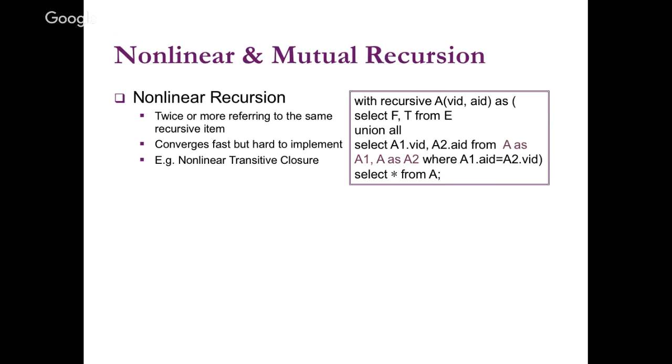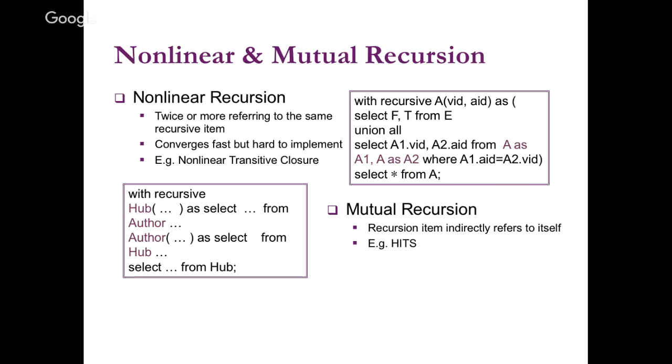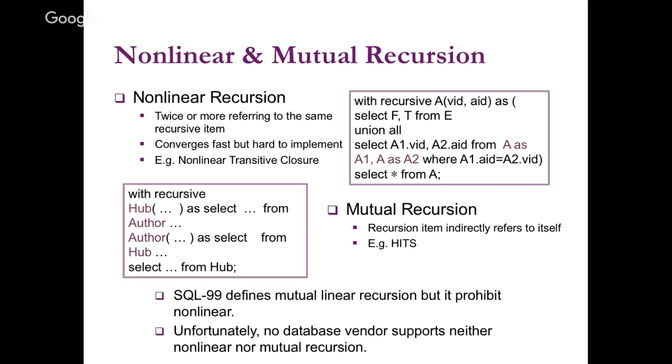And SQL recursion involves two key concepts called nonlinear and mutual recursion. Nonlinear recursion refers to the same recursive item twice or more. It converges fast but is hard to implement, while in mutual recursion, a recursive item indirectly refers to itself. It's worth mentioning that, unfortunately, SQL:1999 does allow nonlinear recursion, yet existing database systems support neither of these two kinds of recursion.